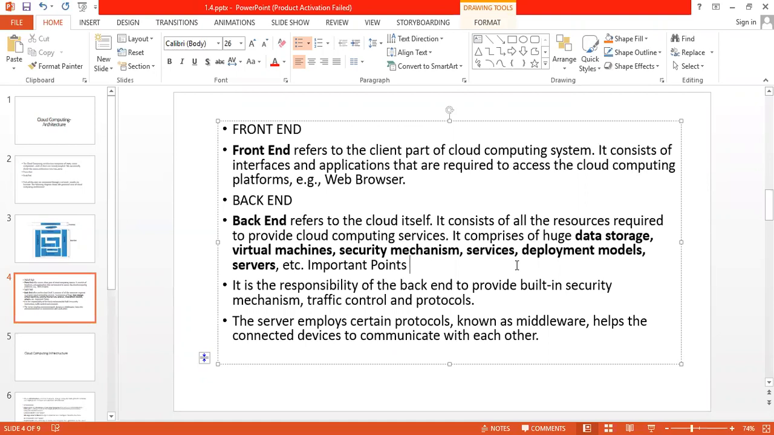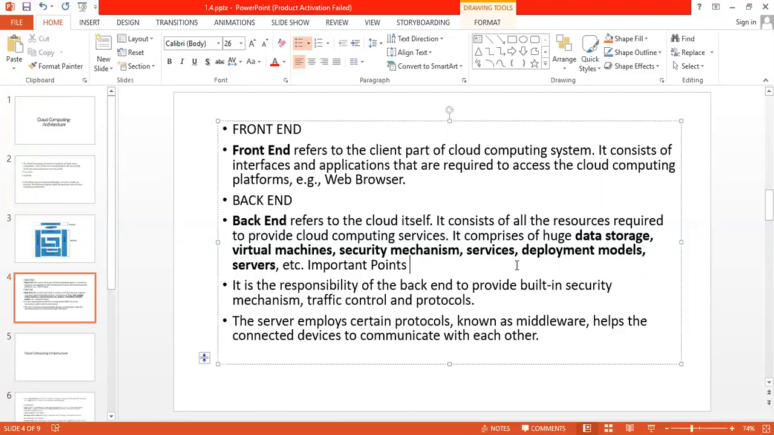So it is the responsibility of the backend to provide built-in security mechanism, traffic control, and protocols. So whoever is the cloud service provider, they have to take care of whether the built-in security mechanism is there or not. And traffic control means large amount of data is going to be stored daily, and number of people can use the same cloud, so there should not be traffic. And there are some protocols, there are some rules which the user has to follow while communicating with the cloud or while using the cloud. So it is the responsibility of backend.